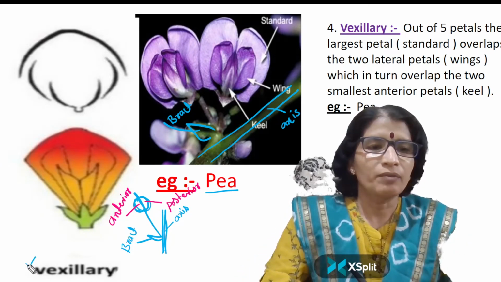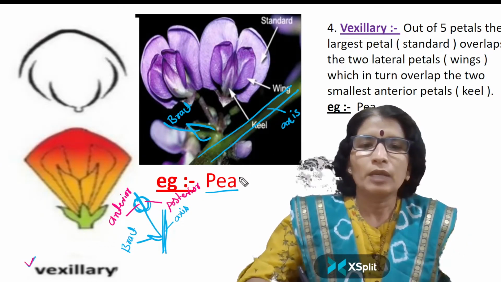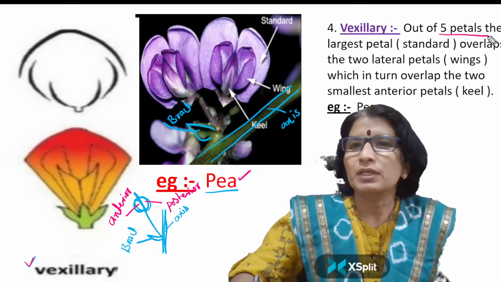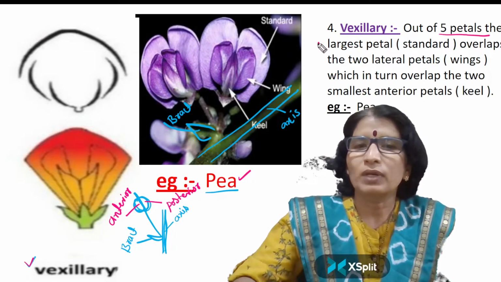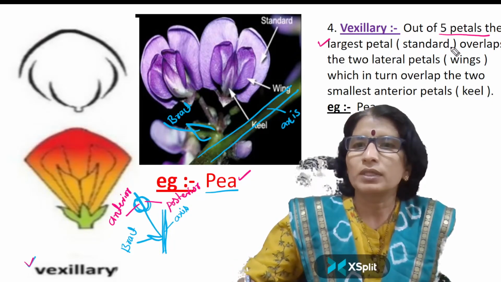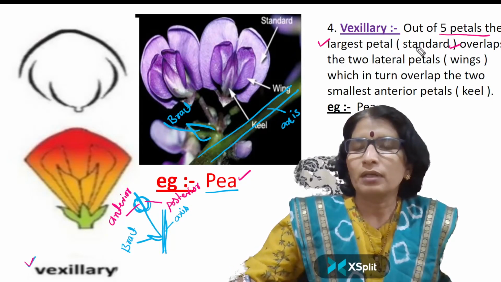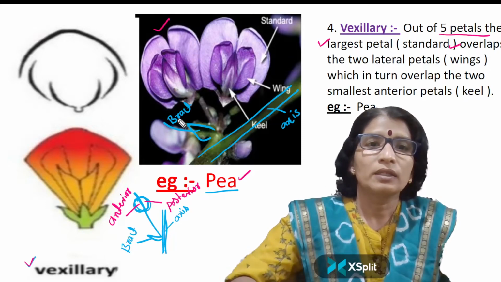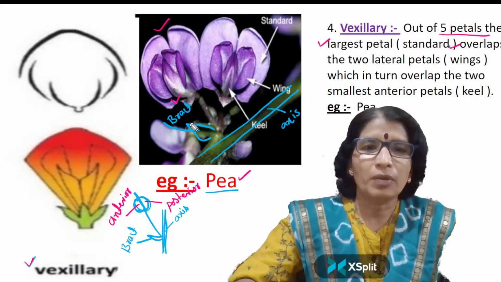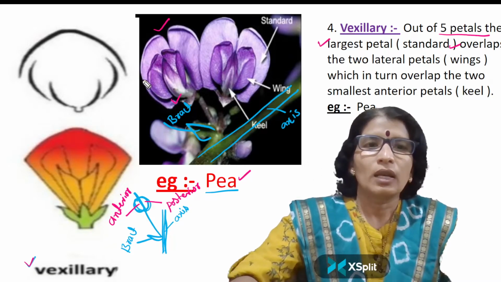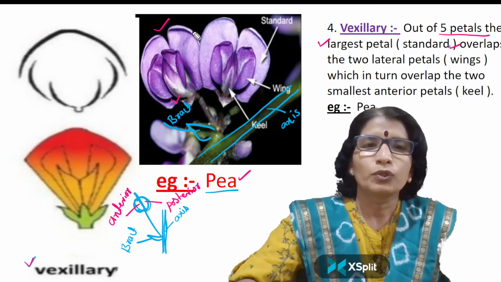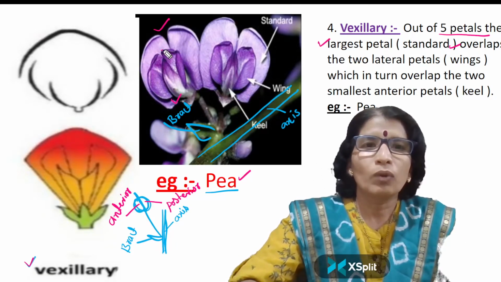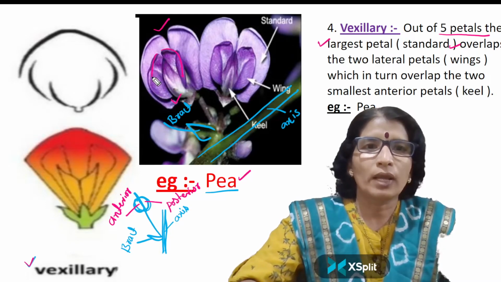Now I explain vexillary aestivation. In a pea flower, usually 5 petals are present. Out of 5 petals, one is the largest petal called the standard petal. This standard petal is located towards the posterior side. So this is the posterior side. This is the anterior side because the bract is present towards this side. The largest standard petal usually overlaps the 2 lateral petals. These are the 2 lateral petals.